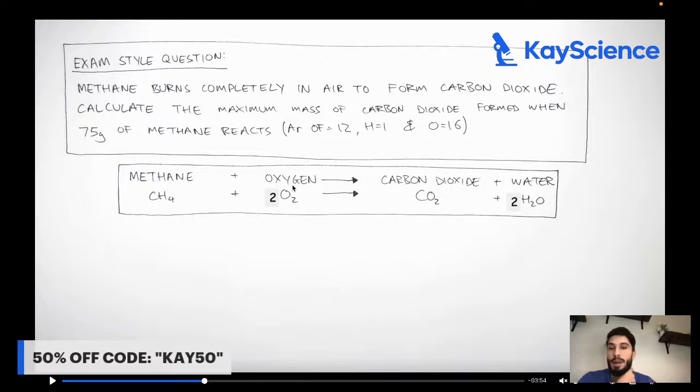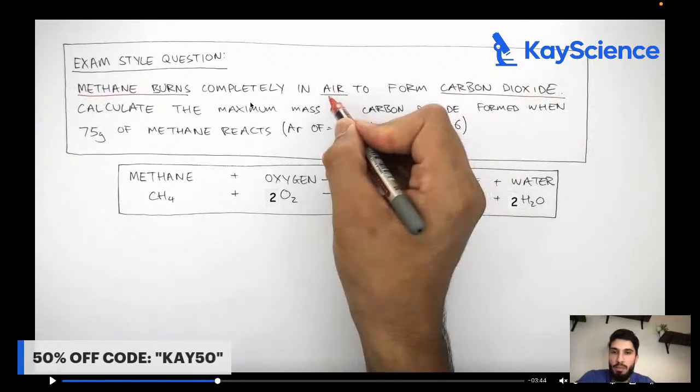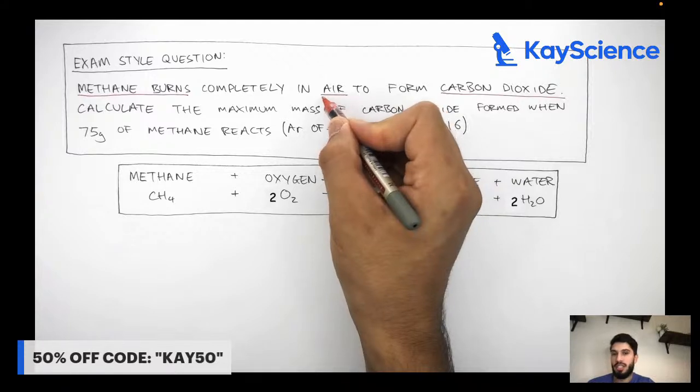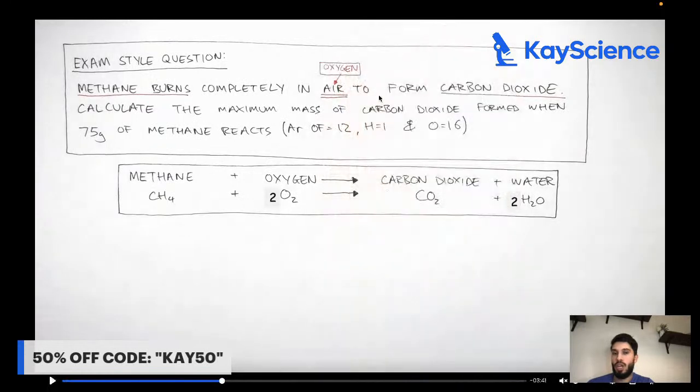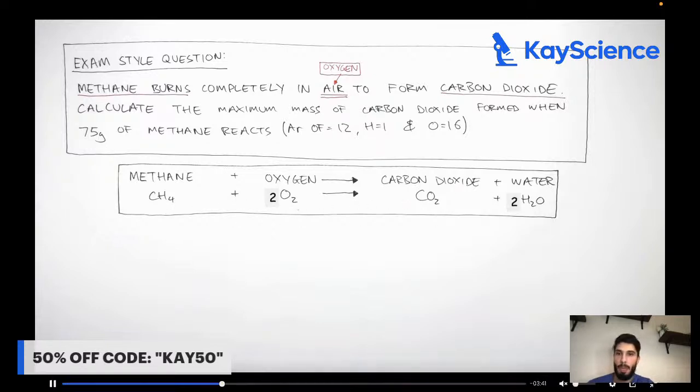I'm going to take you through step by step of what you need to do. So let's go over the question. Let's just read the question first again. So we've been told that methane burns completely in air to form carbon dioxide. And where people get confused is they think, what do you mean by air? The question suggests that air is actually oxygen. So by air, the question means oxygen. And we can see that in the word equation. Methane reacts with oxygen to produce carbon dioxide and water. And here is the balanced symbol equation as well.